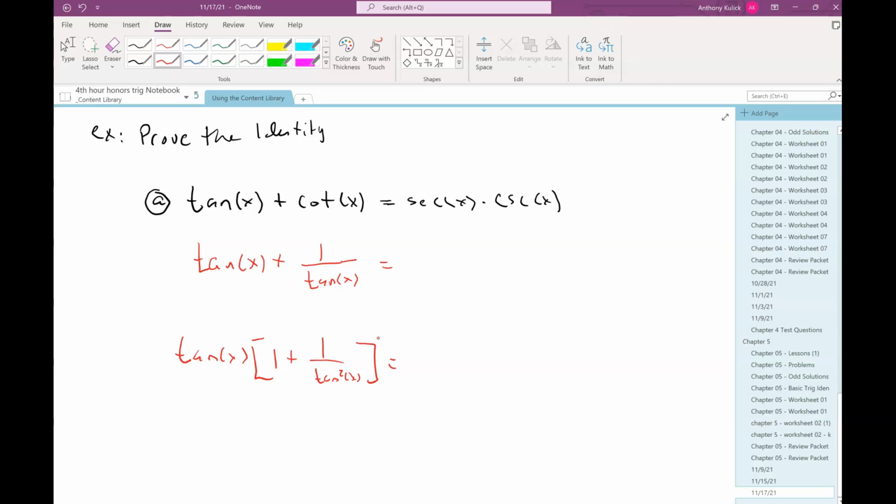What do you guys think? Do we like this step or do you want to do something different? It's an okay step. Because when you're factoring, you're dividing, right? So if you divide a half by 2, it becomes 1/4. Same idea here. If you divide 1 over tangent by tangent, it's 1 over tangent squared.